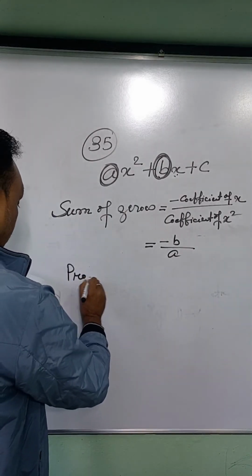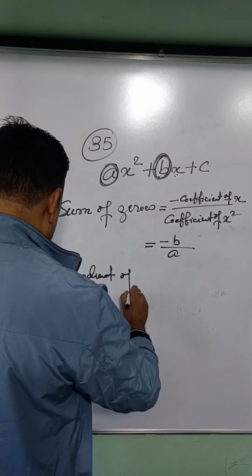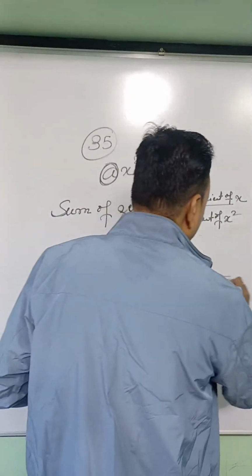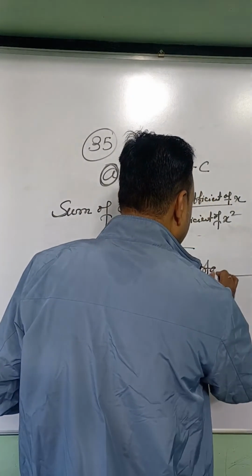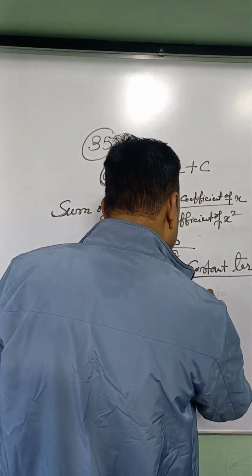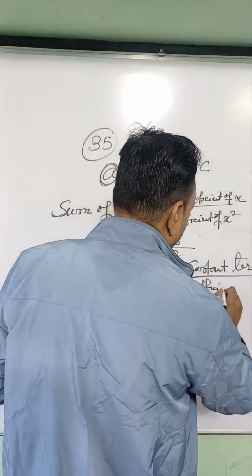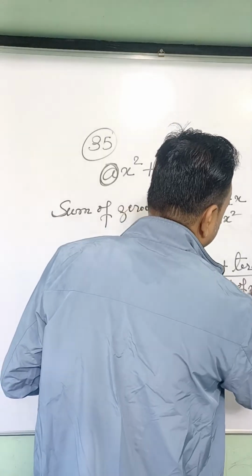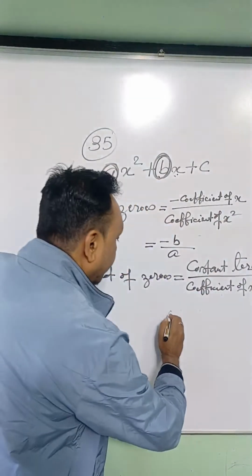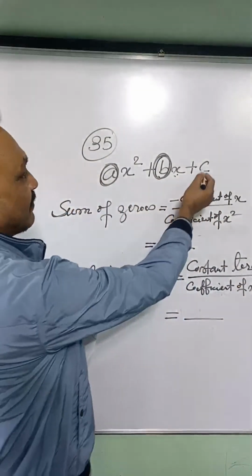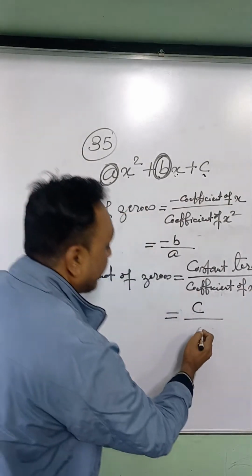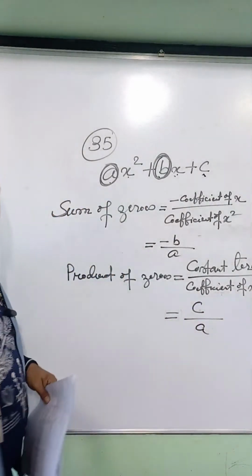Product of zeros. What is the formula for product of the zeros? As you know, constant term by coefficient of x squared. This is the formula for the product of the zeros. So the constant term here is c. Then coefficient of x squared is a. That is c by a. C by a.